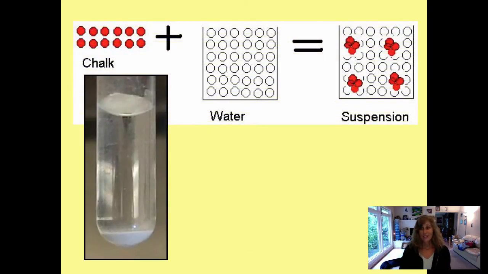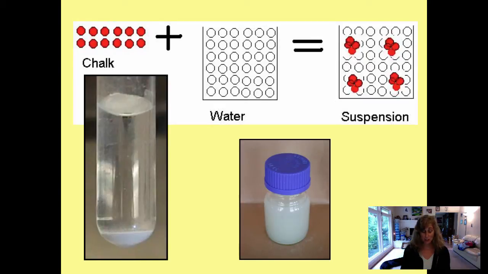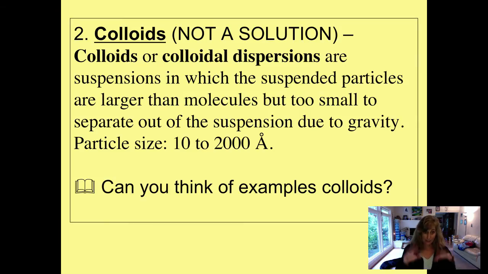Here's another example, kind of showing you on a molecular scale. There's chalk, which is a solute, water, which is a solvent. But yet again, you're not breaking the intermolecular forces, and the molecules can't actually intermingle. They're too large. So again, we call it a suspension. Large particles that settle out with gravity are called a suspension.